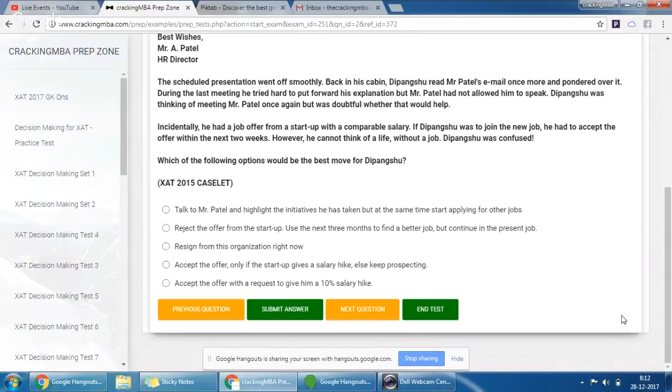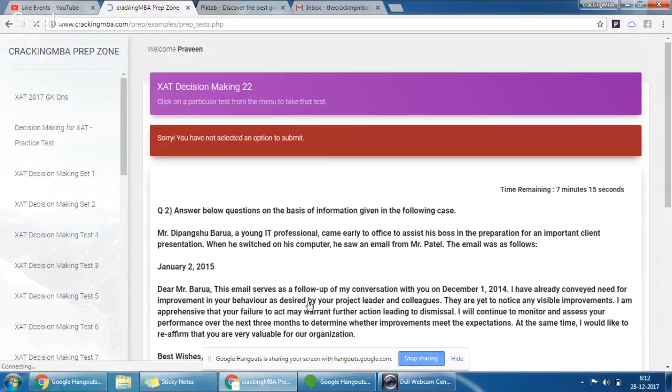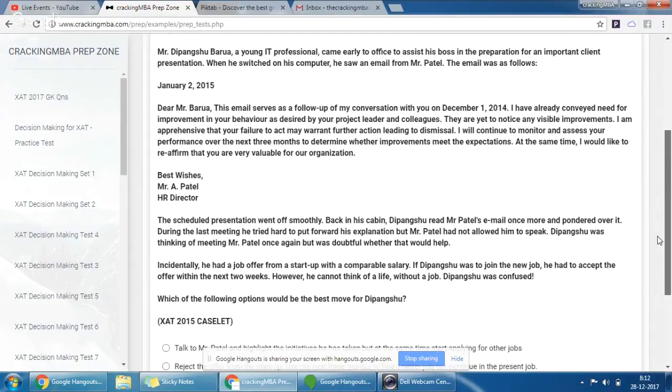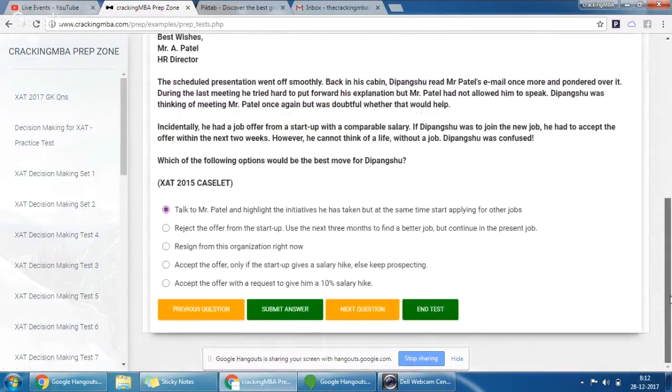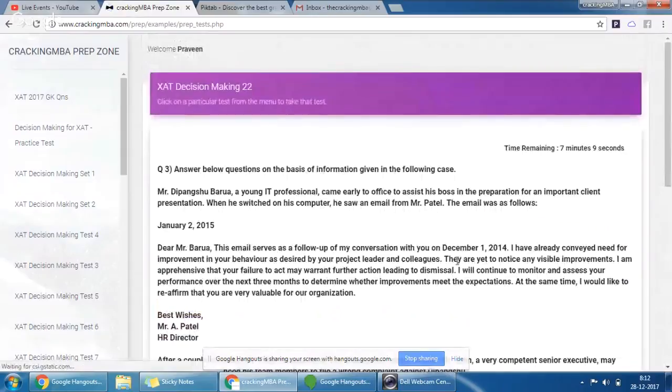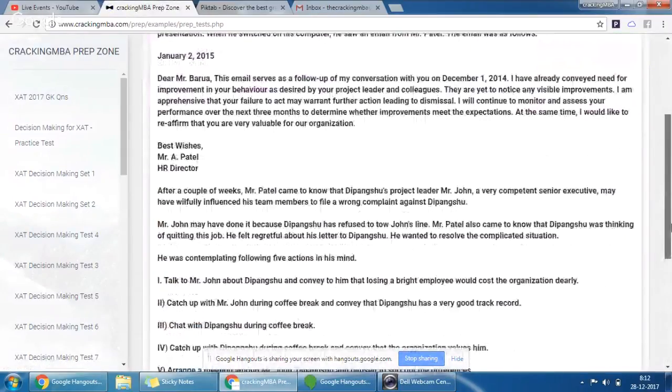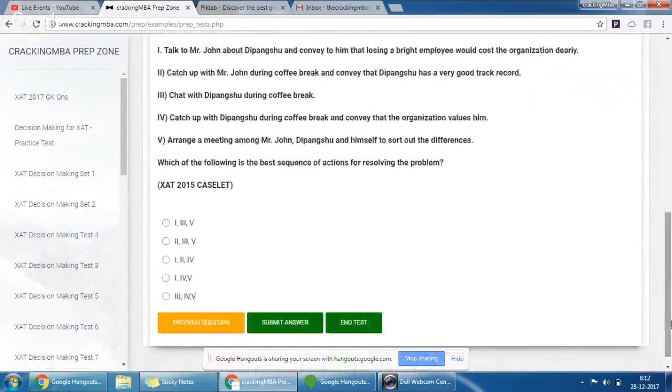Okay, is everyone good with option A? Everybody go with option A. But in the details, it's written that Mr. Patel is not allowing him to speak.